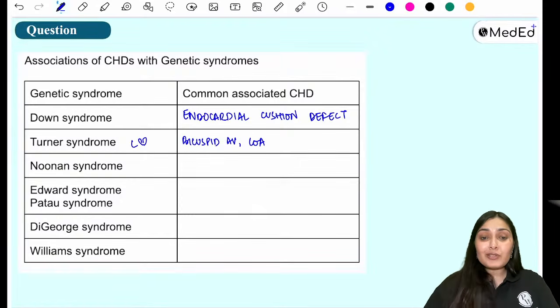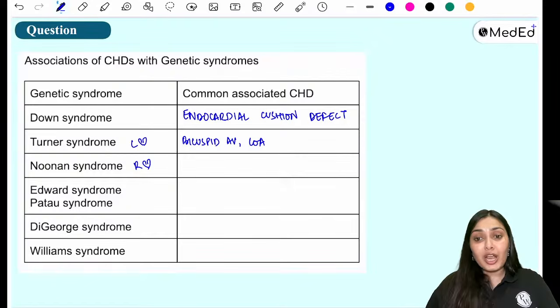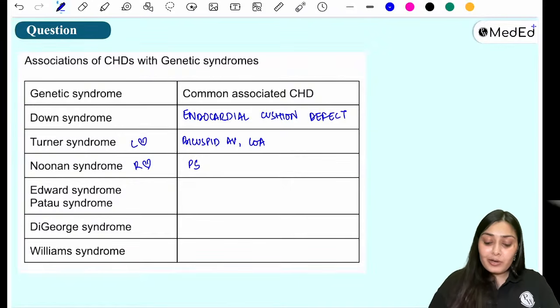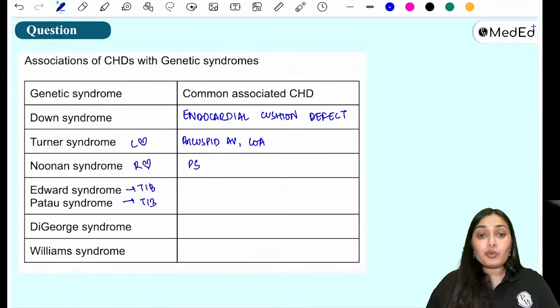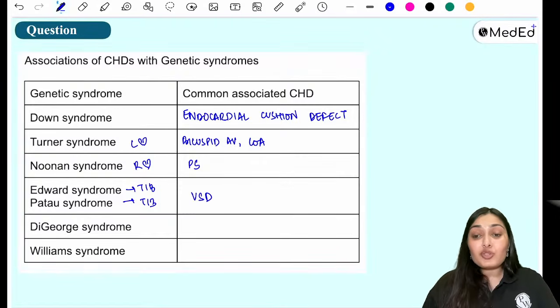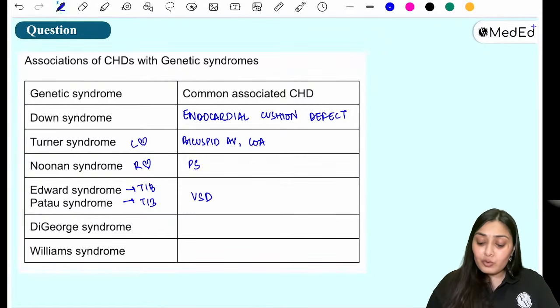Then we have Noonan syndrome, where we see right-sided heart defects. On the right side you have right atrium, right ventricle, pulmonary artery. So pulmonary stenosis. In Edward syndrome and Patau syndrome, what is Edward? Trisomy 18. What is Patau? Trisomy 13. In both of these, which is the most common associated CHD? It's ventricular septal defect. Then you have DiGeorge syndrome, where you have conotruncal defects.